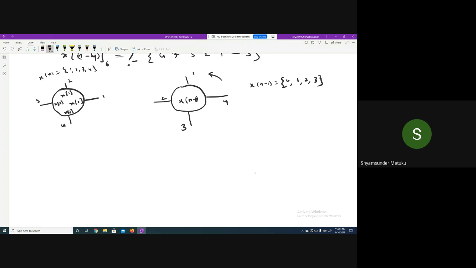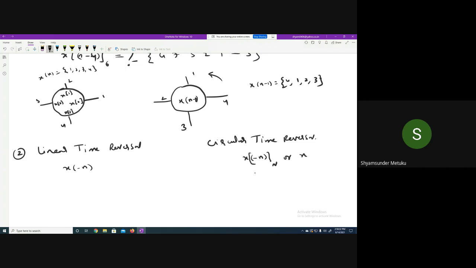Then one more. That is the first thing. Second is called linear time reversal. The other one is called circular time reversal. Slightly they are different. Symbolically it is represented by x of minus n, with the same notation capital N, or it is represented by x of capital N minus n. Anything is okay.